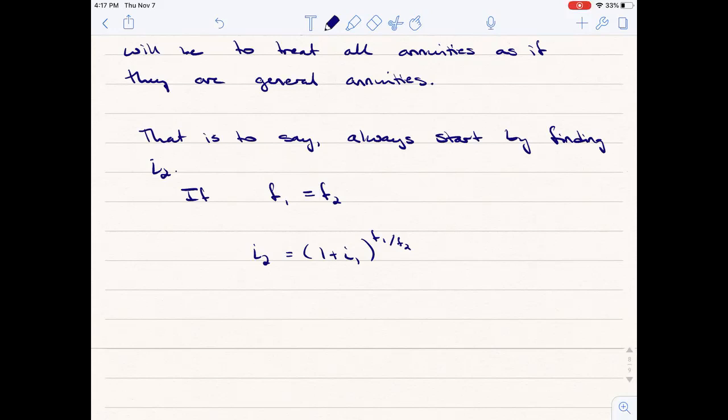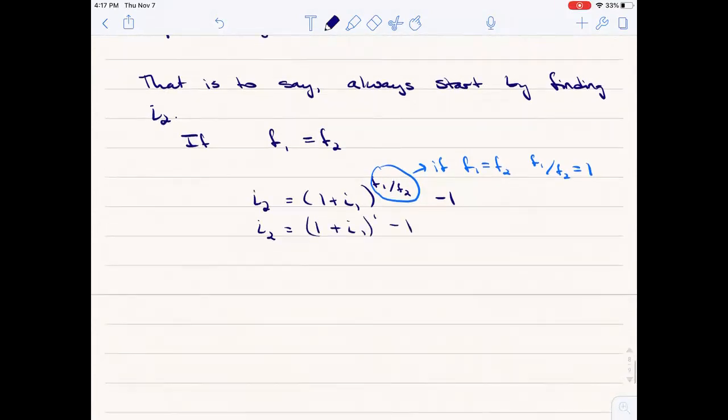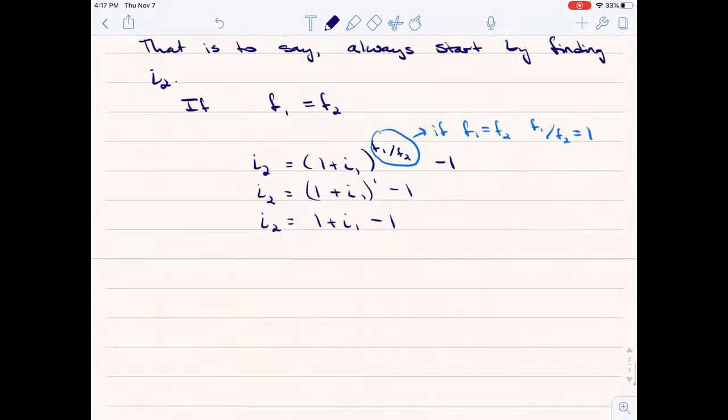But if F1 equals F2, then F1 over F2 is 1. And then minus 1. So what we have is I2 is going to be 1 plus I1 to the power of 1, minus 1. So I2 is, oh, no bracket, 1 plus I1 minus 1. So then I2 is just I1.